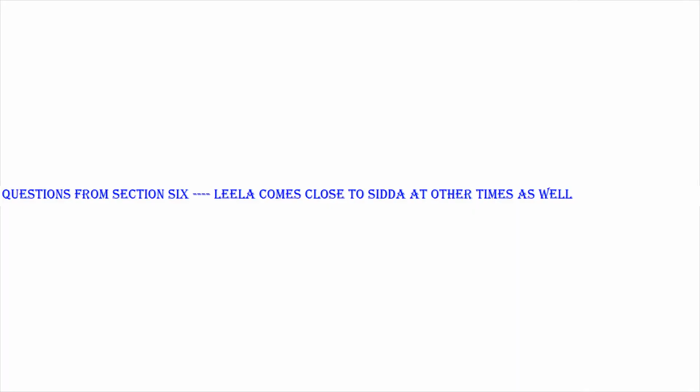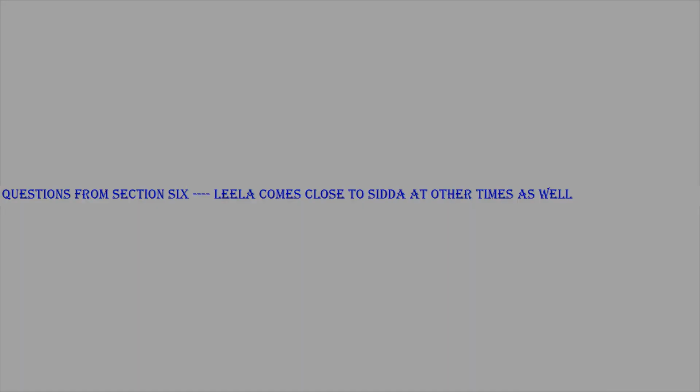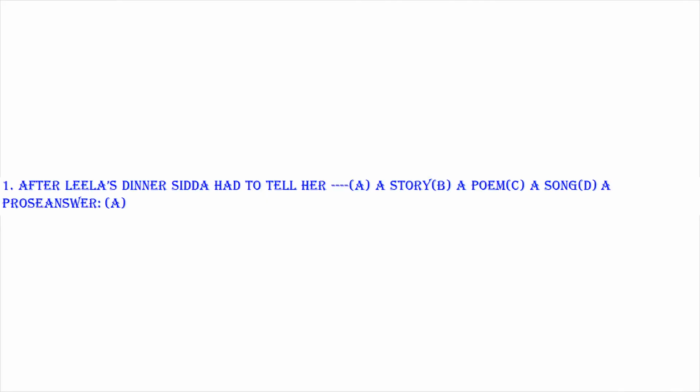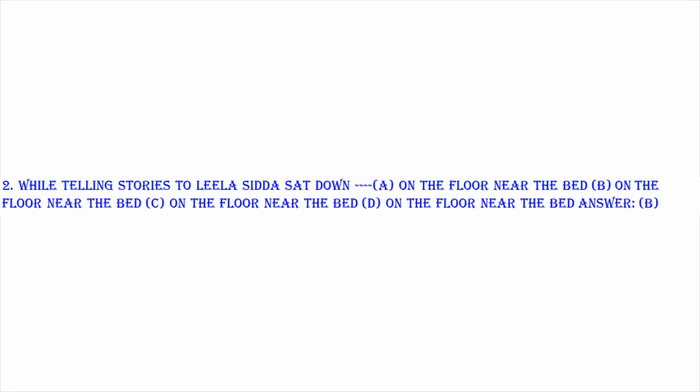Questions from section 6. Leela comes close to Siddha at other times as well. 1. After Leela's dinner, Siddha had to tell her: A. A story, B. A poem, C. A song, D. A prose. Answer, A. 2. While telling stories to Leela, Siddha sat down: A. On the floor near the bed. Answer, B.